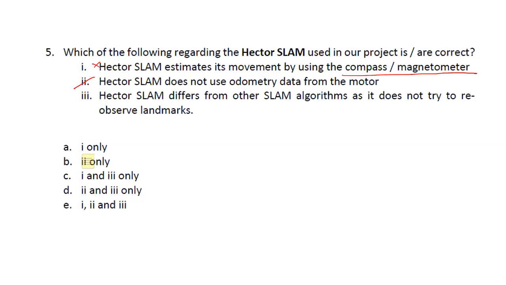Point 3, Hector SLAM differs from other SLAM algorithms as it does not try to re-observe landmarks. This is also false. It does try to re-observe landmarks. As it is moving, based on the landmarks it has observed, it will continuously observe the same landmarks as well as new landmarks, for it to come up with a map of the environment. So the only thing that is true here is point 2, which is that it does not use odometry data from the motor.